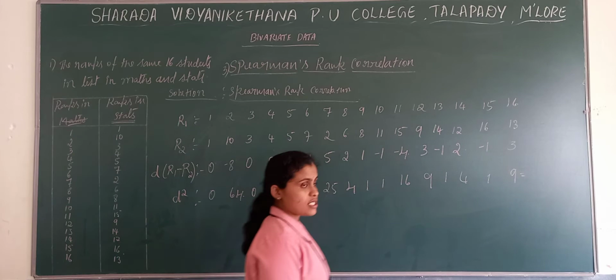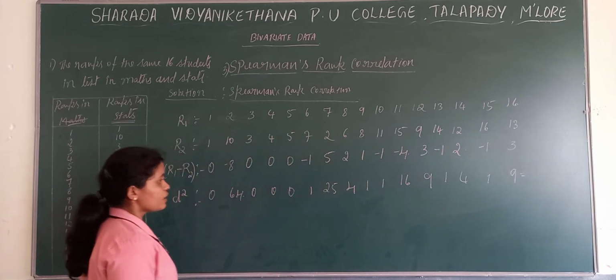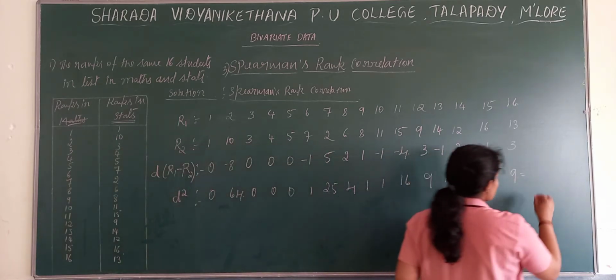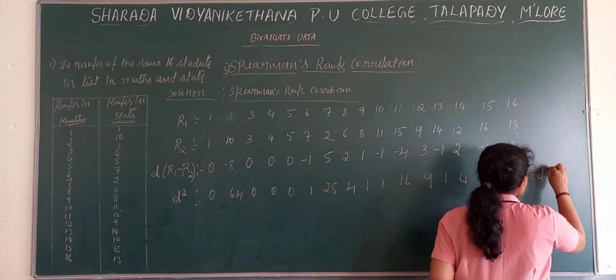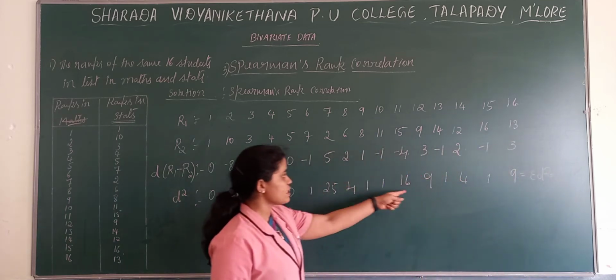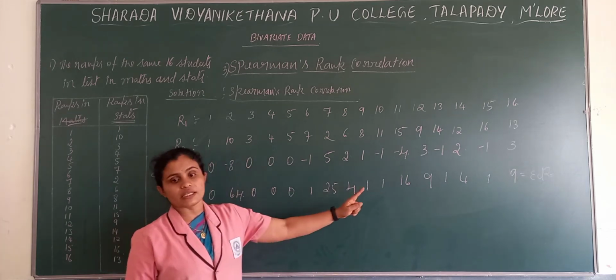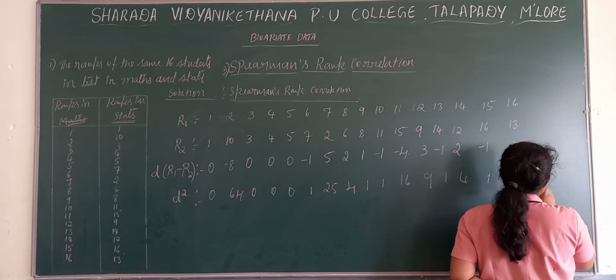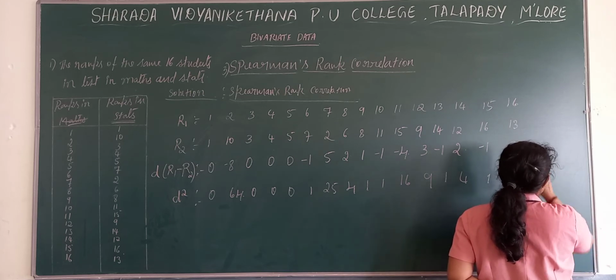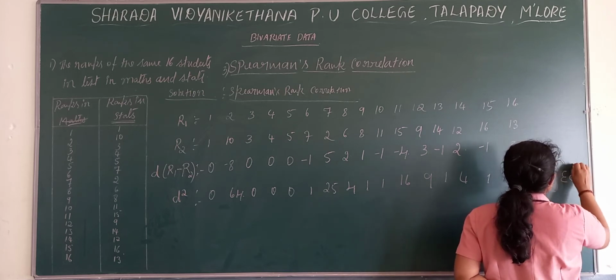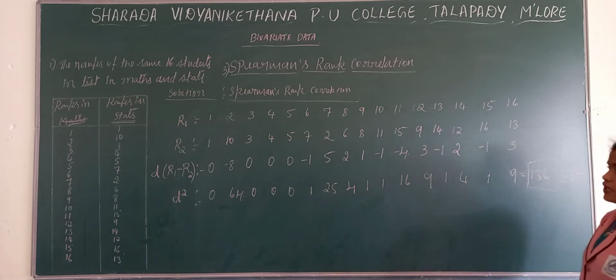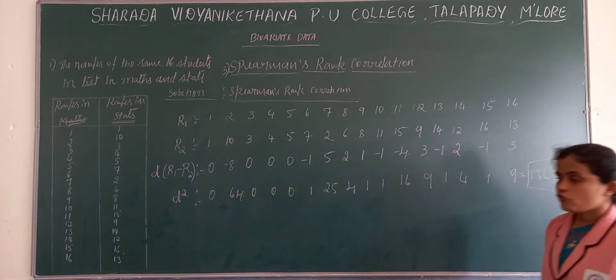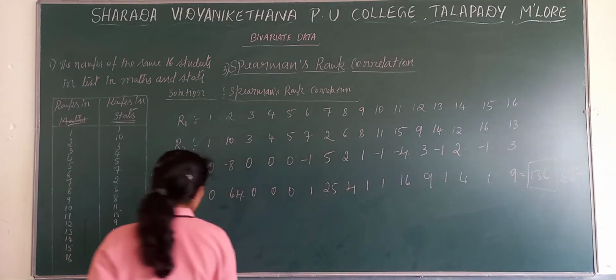What is the total of sigma D square? When we total this particular column, we get the value as 136. This is sigma D square. Now apply the formula.